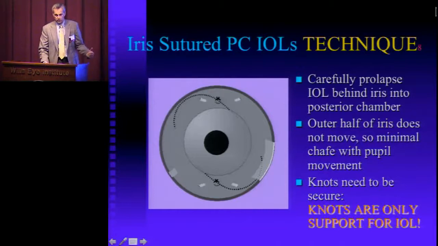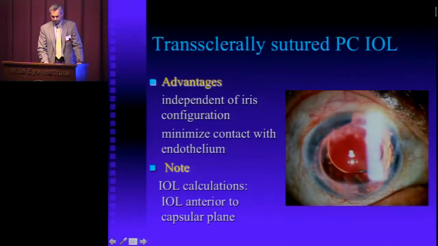And at that point, I would go back and put in an anterior chamber lens as long as the angle is normal. But I do prefer a posterior chamber lens to an iris sutured lens, to an anterior chamber lens, if all things are equal otherwise.